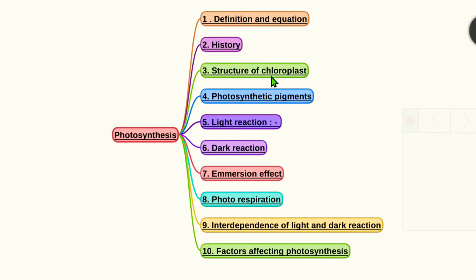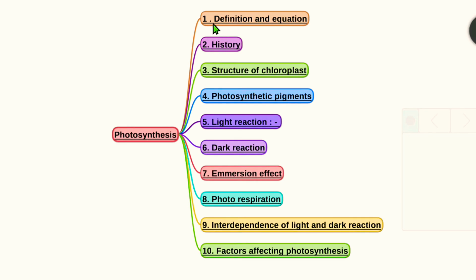Welcome friends, today we will start a chapter, photosynthesis, from the botany course. According to the syllabus, it comes under lecture numbers 7, 8 and 9. In this chapter, photosynthesis, there are 10 main points.